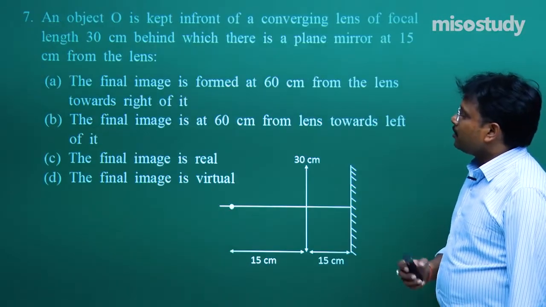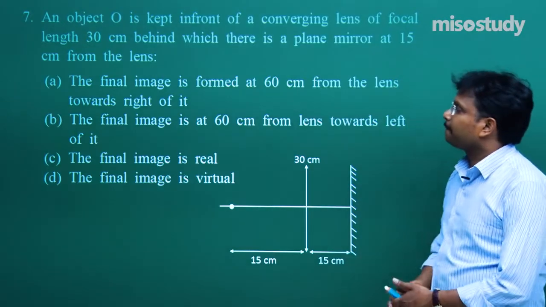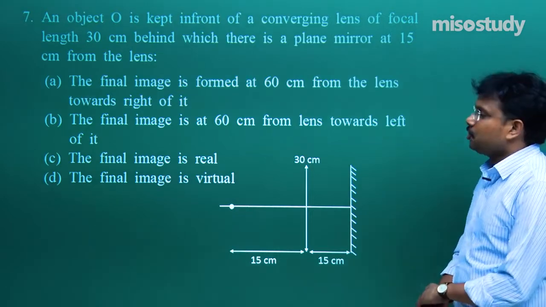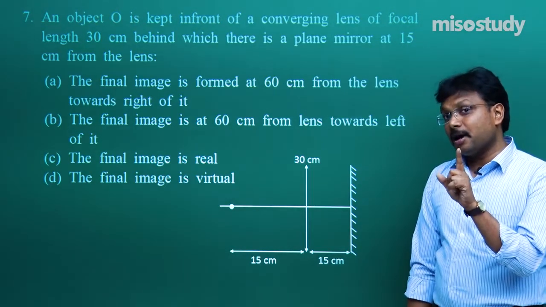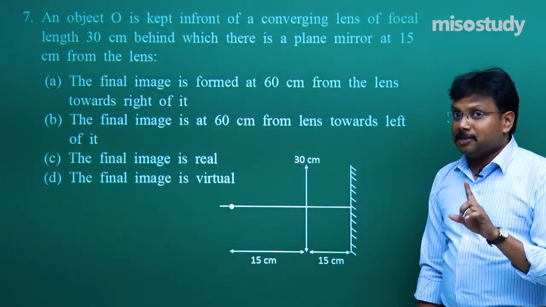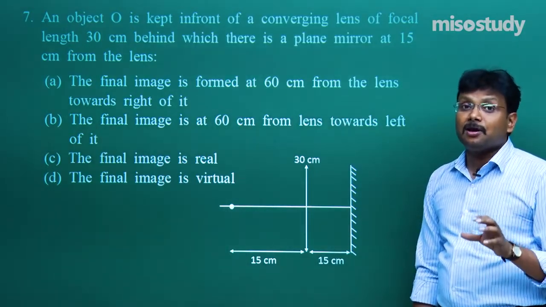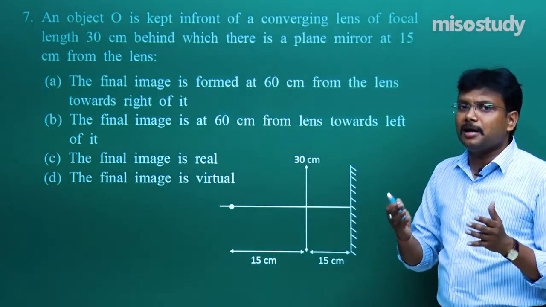Over here, it is question number 7. An object O is kept in front of a converging lens. What is the meaning of converging lens? Converging lens, diverging lens. Converging means convex, diverging means concave. So this much should be clear in your mind.